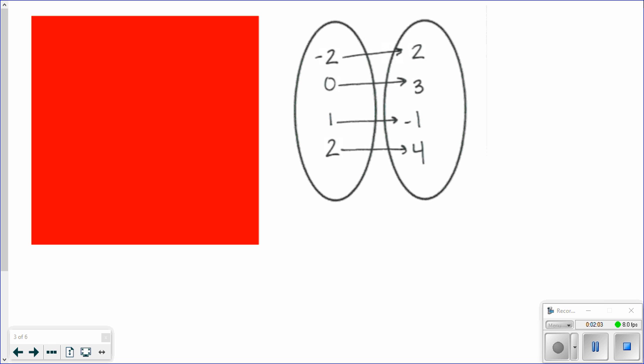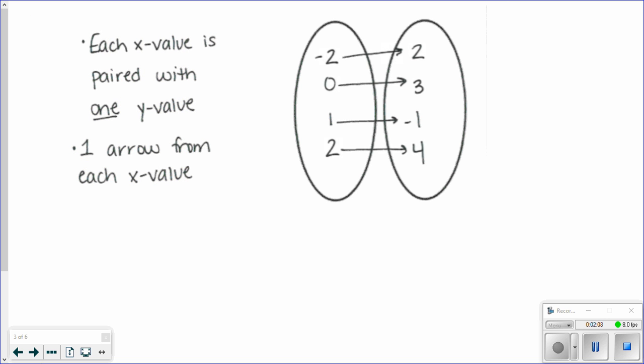To the left of these ovals of this mapping on your flap, go ahead and write down each x value is paired with one y value. So notice our arrows go from one input to one output. One arrow goes from x to y. There are no repeats. We don't have 2 arrows coming out of one number here.